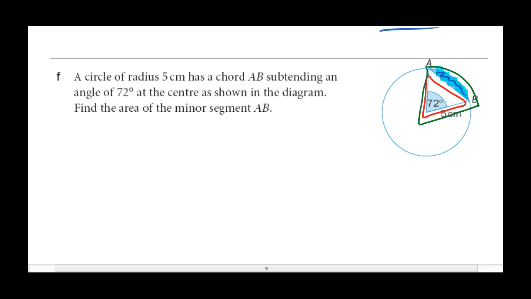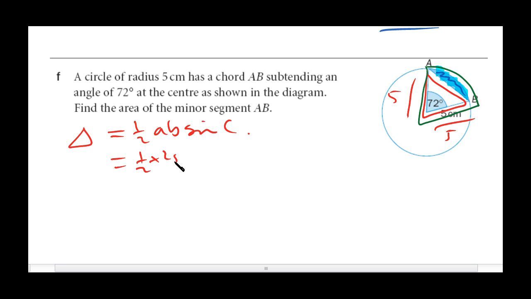So let's do that. So the triangle, we know that the area of a triangle is equal to half ab sine theta, or sine C. There's a, there's b, and both of these are 5 centimeters each. So it's equal to a half times 25 times sine theta, which is 72. And that all comes out to give us 11.88 and so on.